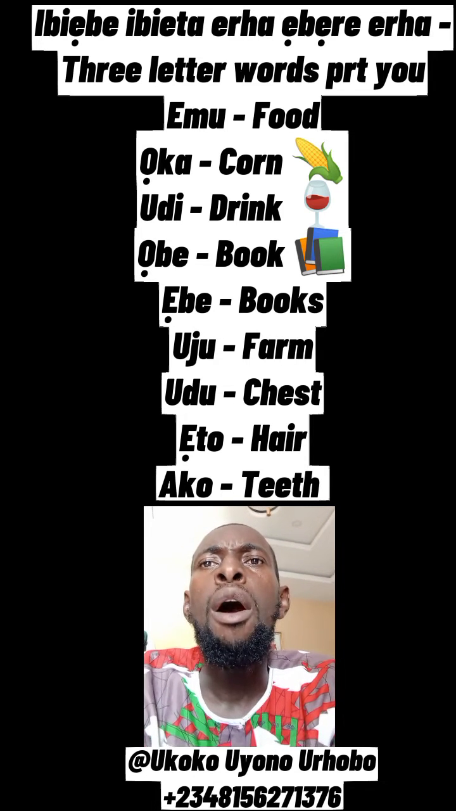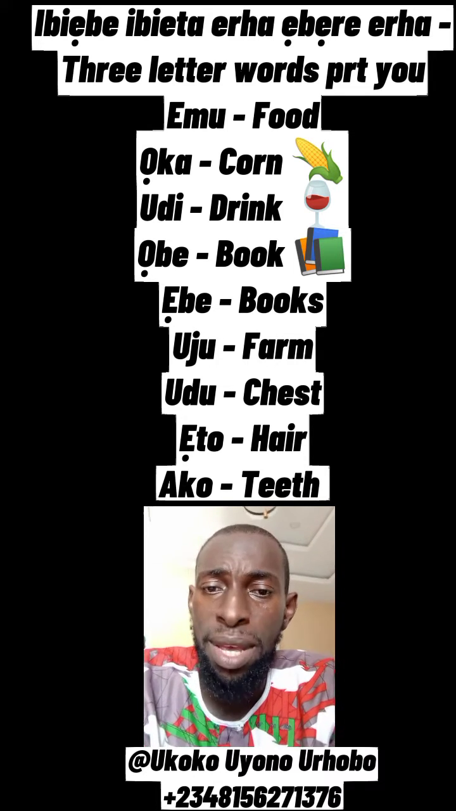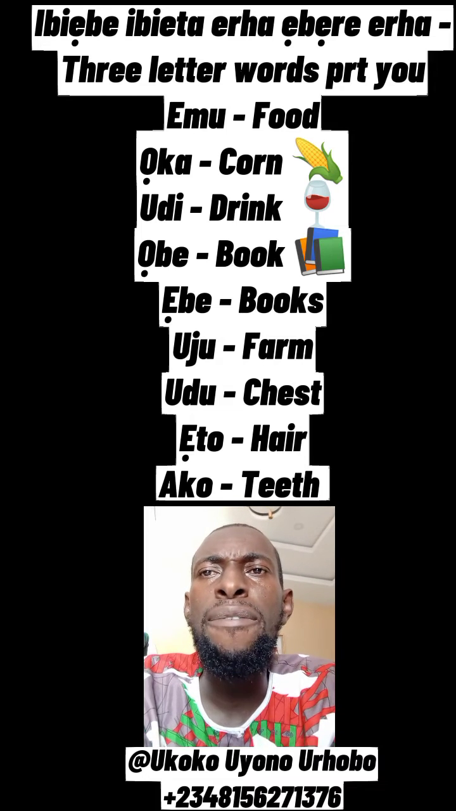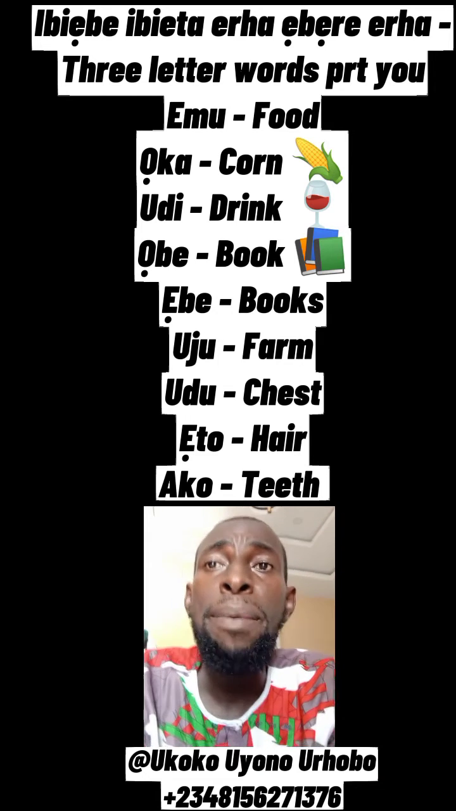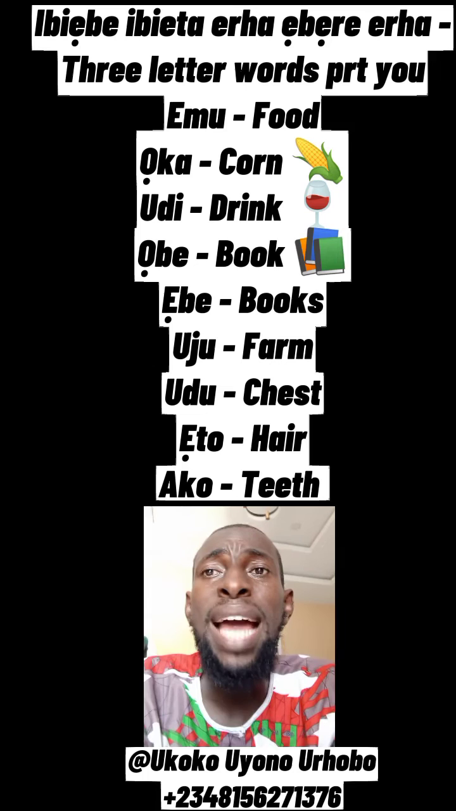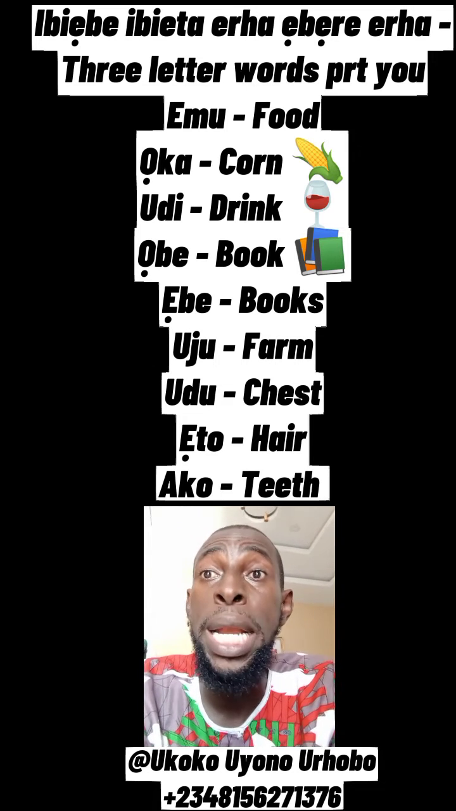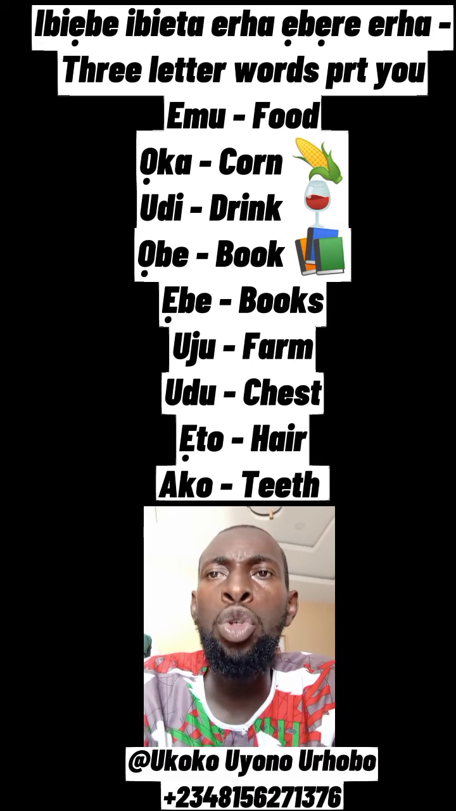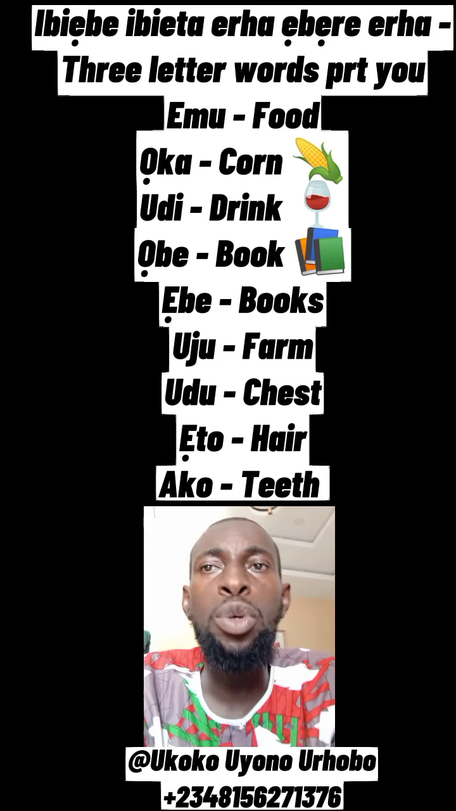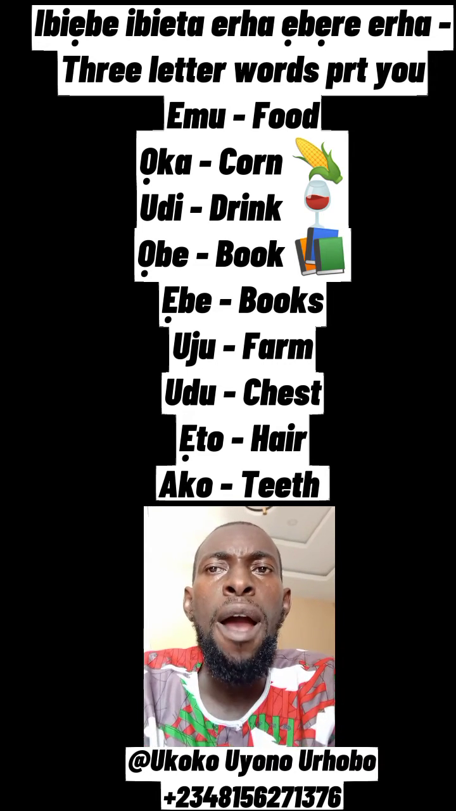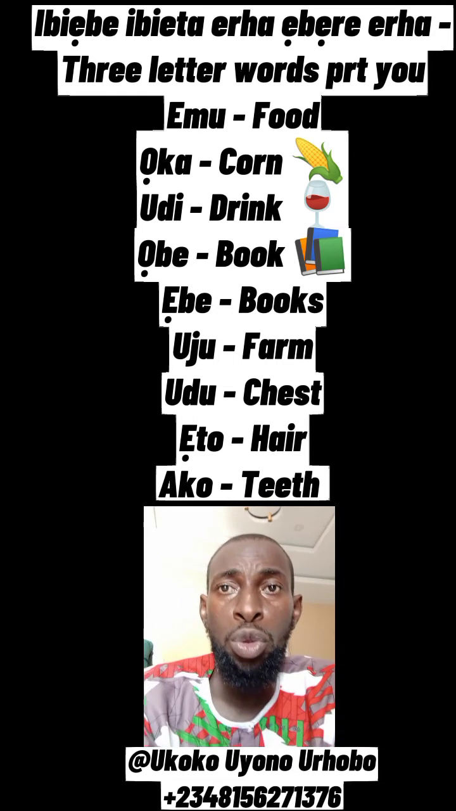And then we have ba, be, bi, bo, bu. If you add o to be, it becomes obe, which is book. If you add e to be, it becomes ebe, which is the plural of books, or leave. Okay, and we have uju: ja, je, ji, jo, ju. If you add u to ju, it becomes uju, farm.